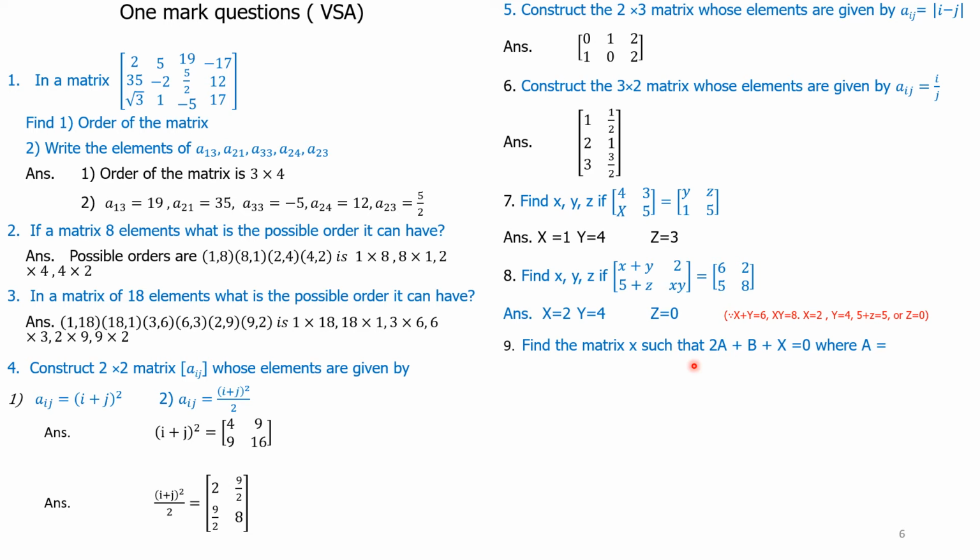Question number 9. Find the matrix X such that 2A + B + X = 0, where A = [[-1, 2], [3, 4]] and B = [[3, -2], [1, 5]]. Given 2A + B + X = 0, we get X = -2A - B.